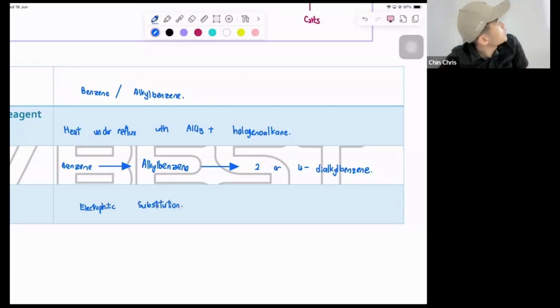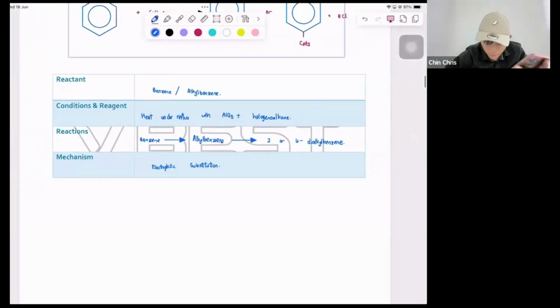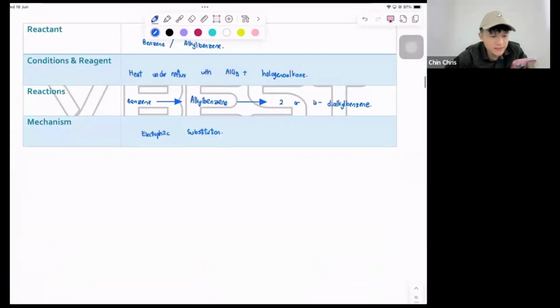Done. Please check. Okay, please write it down. Let's go. All right, once done, page 17.